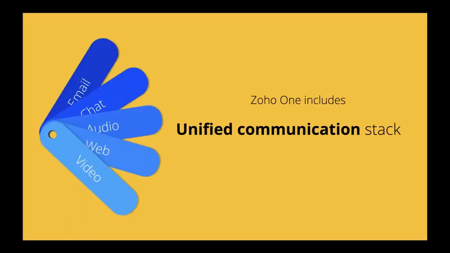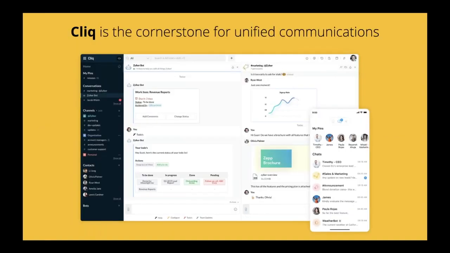So another really important piece of the operating system is the way that we improve communication, the way that we allow people to collaborate. So Zoho One includes a unified communication stack, essentially. Click is the cornerstone of this, which is our chat-based team communication platform. And what it does is it's kind of like Slack, if you're familiar with this, but we would argue that it goes beyond what even Slack can do.